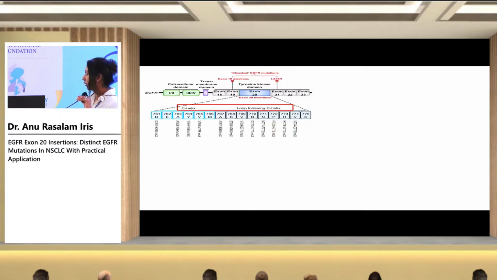So this is what I've just said, the exon 20. Structurally, it has the code for the C helix and the loop following the C helix. So whatever is nearer to the C helix will behave a little like the exon 19, and whatever is downstream will behave differently, and they'll have a different benefit or efficacy to the TKIs.